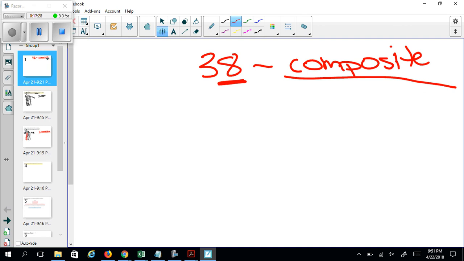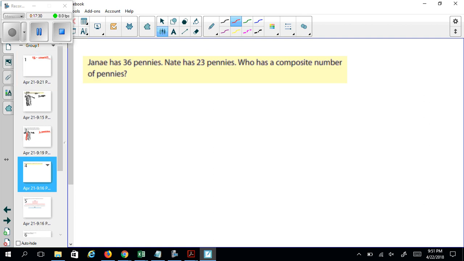All right? So let's take a look at this here. Okay? Janae has 36 pennies. Nate has 23 pennies. Who has a composite number of pennies?